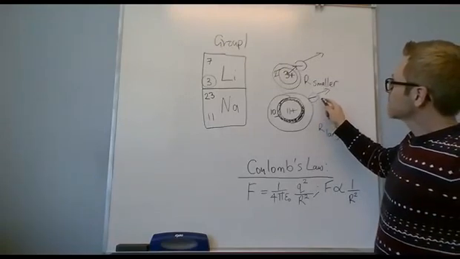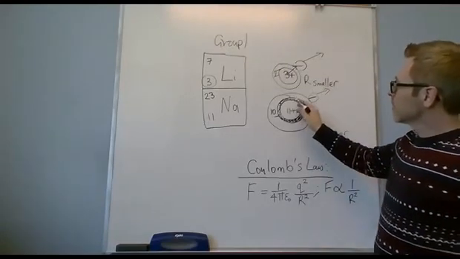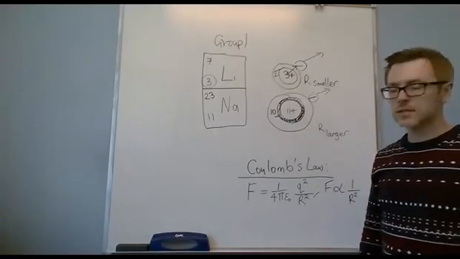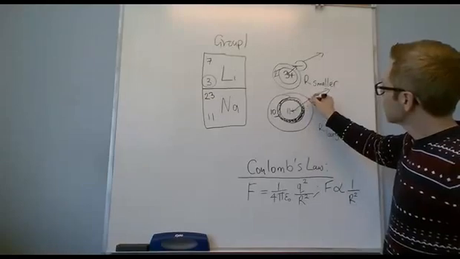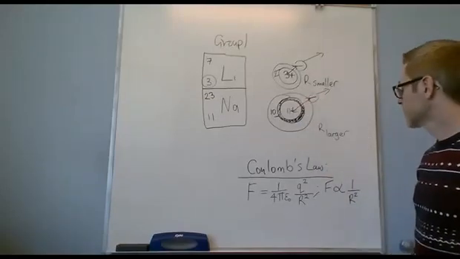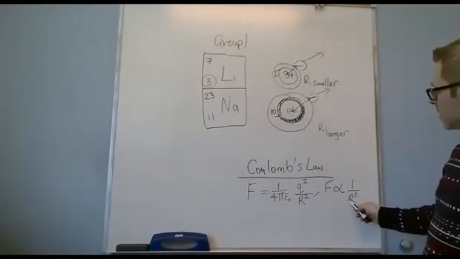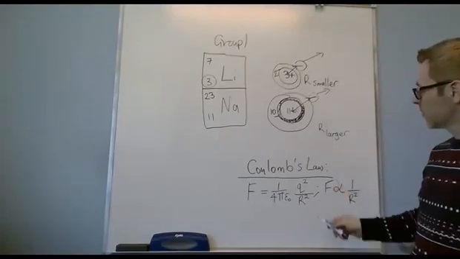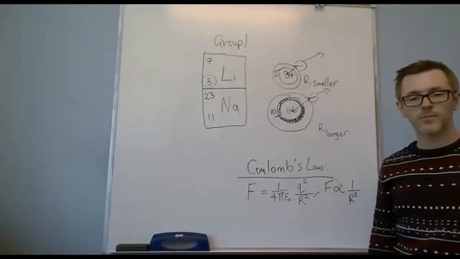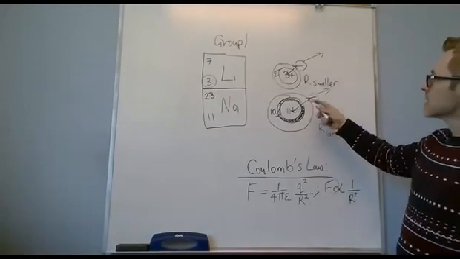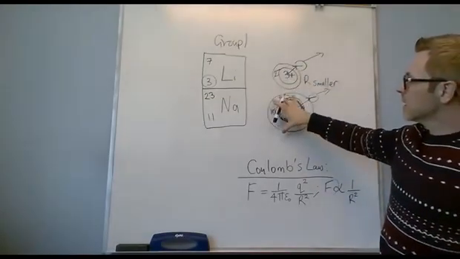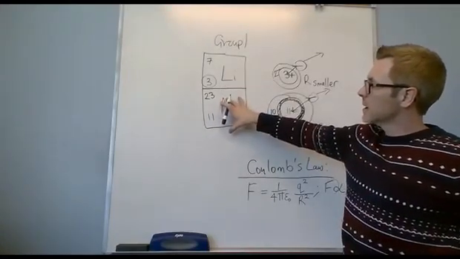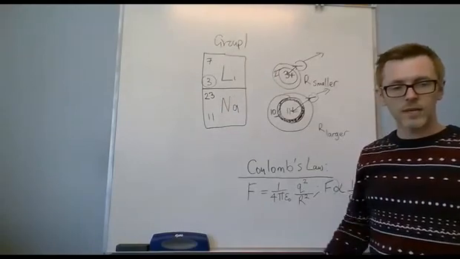So I can take this away easier for two reasons. It's being shielded from the attractive influence of the nucleus, plus the radius is larger. As the radius gets larger, 1 over the radius gets smaller, so the force of attraction between them gets smaller. For these reasons, we see that sodium has a lower ionization energy than lithium, and this trend would continue down all groups.